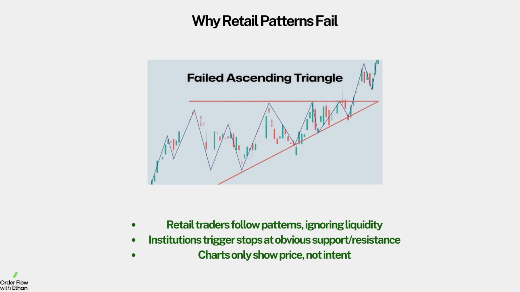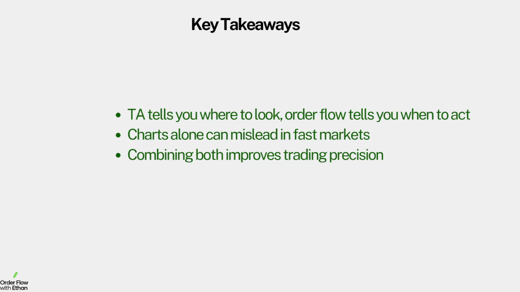Institutions just trigger your stop at obvious spots, support and resistance. Those people spend a huge amount of money on propaganda for you to believe that the price will go down at this level. Then you would just hit your stop loss and they're going to win. Why? Because you don't have an edge in the market. You're not understanding supply and demand. How do you think they would let you win just because you want to win? It doesn't work like this. Charts only show the price, but not the intent. So TA tells you where to look, order flow tells you when to act. A chart alone can mislead in fast markets, and combining both will improve your trading precision.